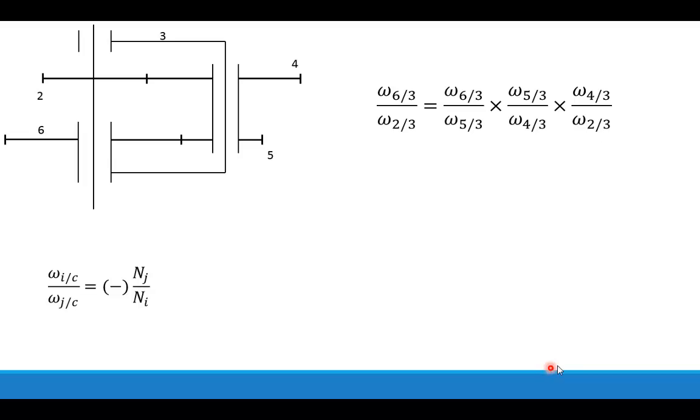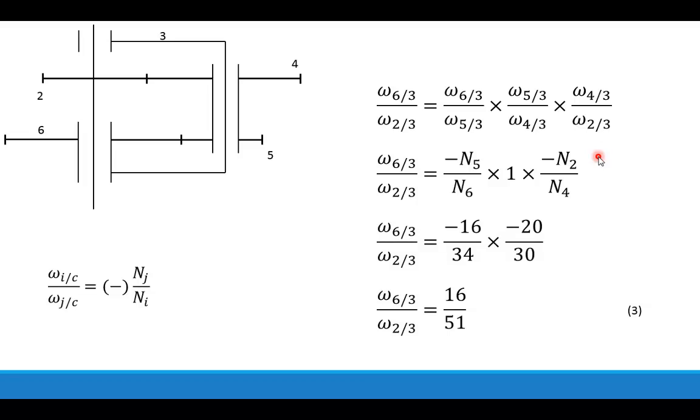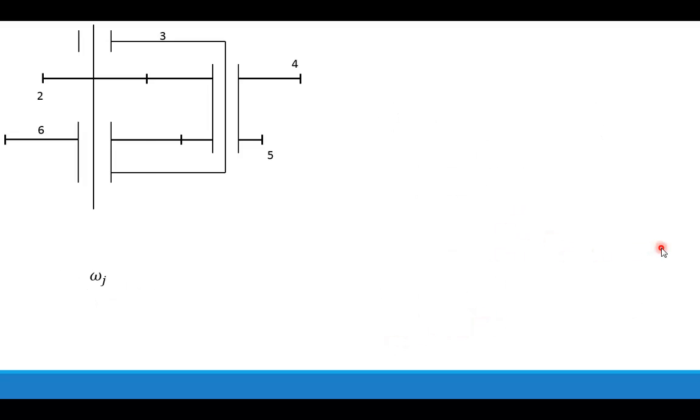Since the angular velocities of gear 4 and 5 are the same, this ratio would just tend to 1. Substituting the number of teeth then into the velocity ratios, we can get a simple value for the relationship between gear 6 and gear 2. Using this value and substituting equations 1 and 2, we can now get an expression in terms of the angular velocity of gear 3. This is because the angular velocities for gear 6 and 2 are known.